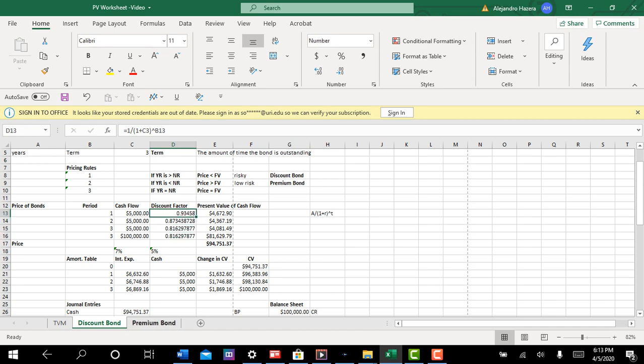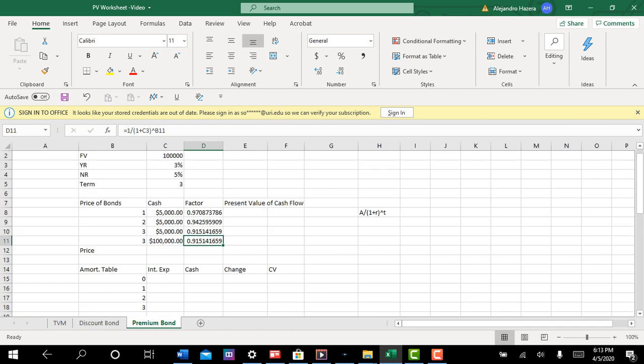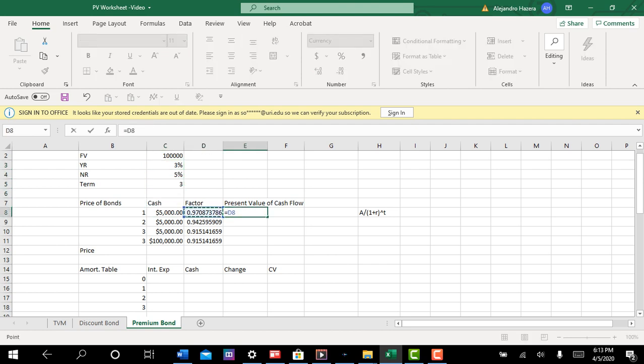And the reason for that mathematically is that we're discounting in the denominator by a lesser yield rate. So this means that these $5,000 are worth more. The lower the yield rate, the more your present value of the cash flow can be worth, because you're dividing by a lesser number. Here it's 3%, before it was 7%.